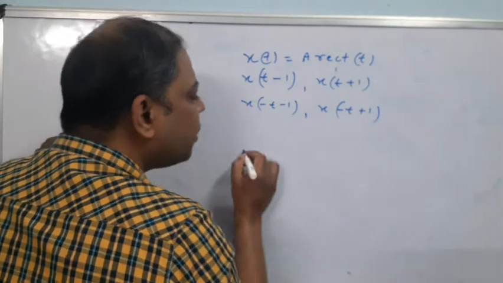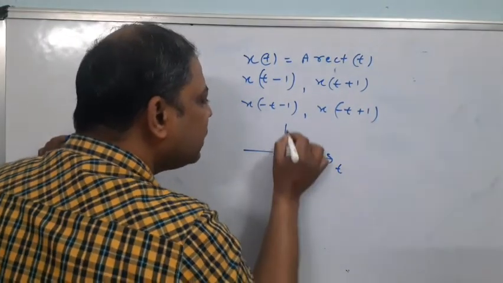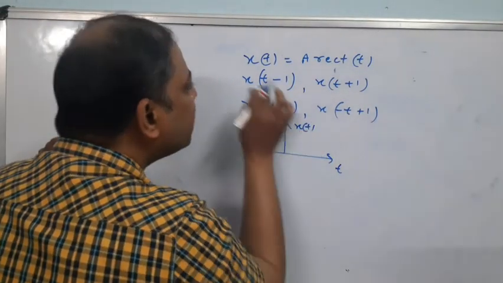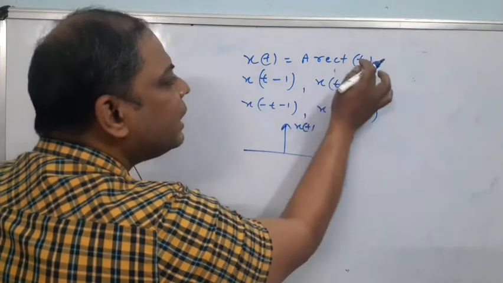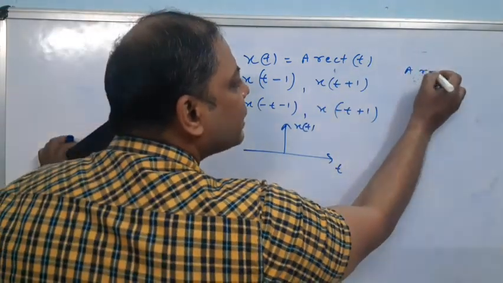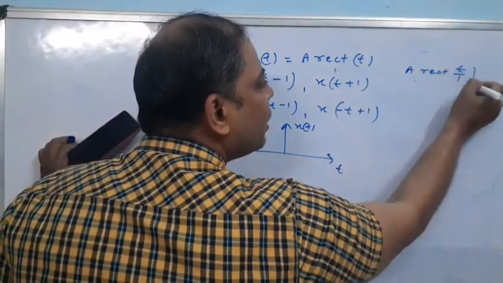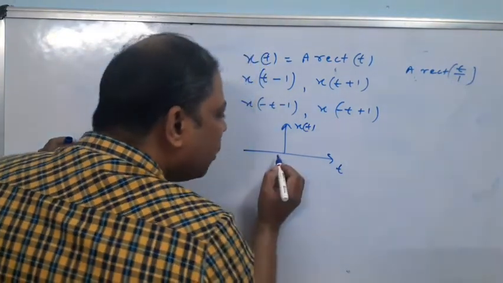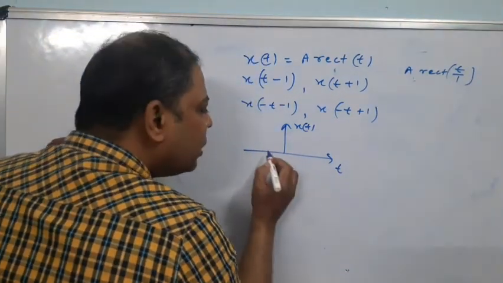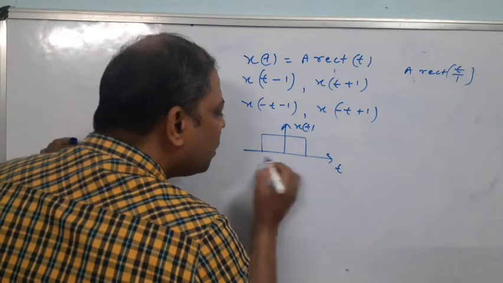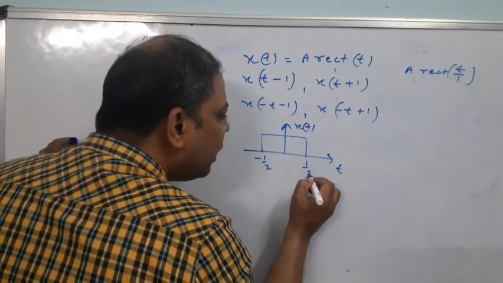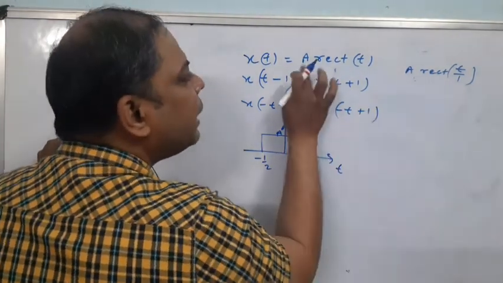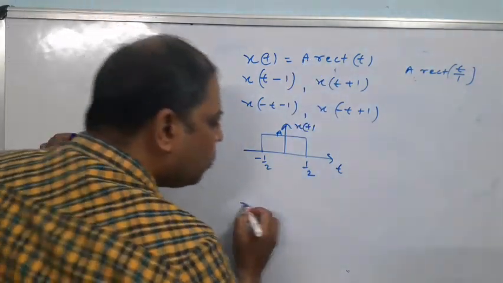First let us plot A rect t. This is the time axis. This is your x(t). First you have to sketch x(t): A rect(t by 1). So tau is 1. That means the total width is 1, here actually minus half to half. And this height is what? A, because the amplitude is A. Okay. Now what you will do?